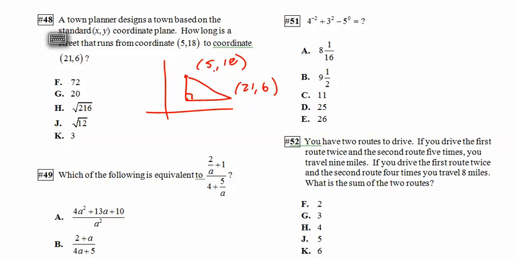From 21 to 5 is the x-coordinate, that is 16. From 6 to 18 is the y-coordinate, that is 12. This is a 3, 4, 5. 3 times 4 is 12. 4 times 4 is 16. 5 times 4 is 20. Done.